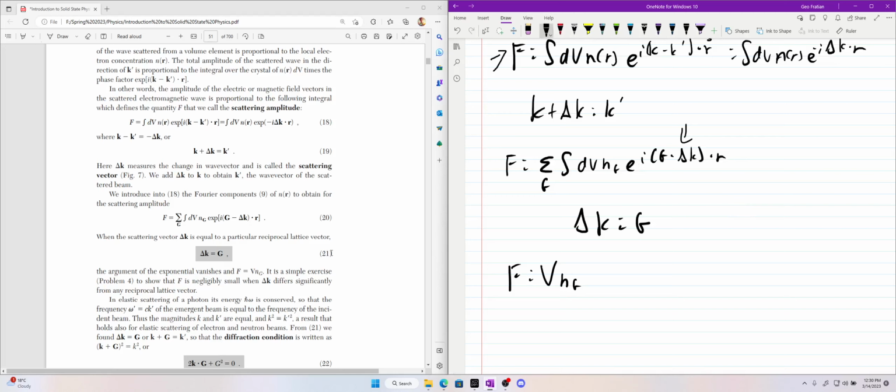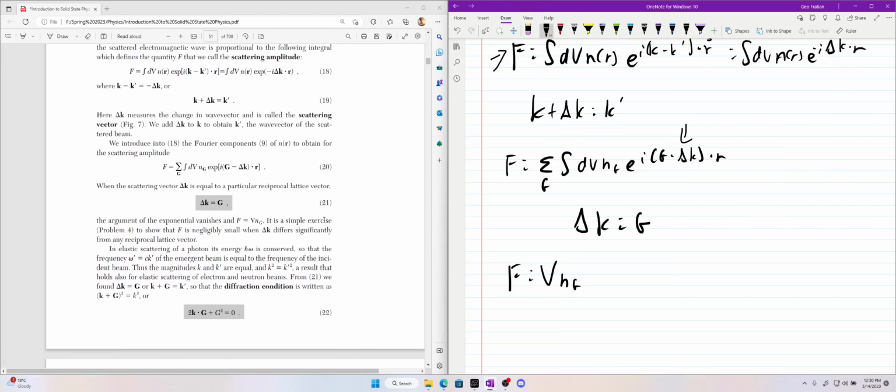We can do a simple exercise later on your own to show that F is negligibly small when delta k differs significantly from any reciprocal lattice vector. In other words, if delta k and G are not equal and are different, then F is going to be super small and the scattering amplitude is very small, so we won't actually see something in our X-ray diffraction.